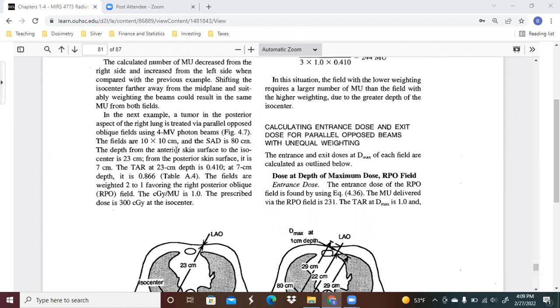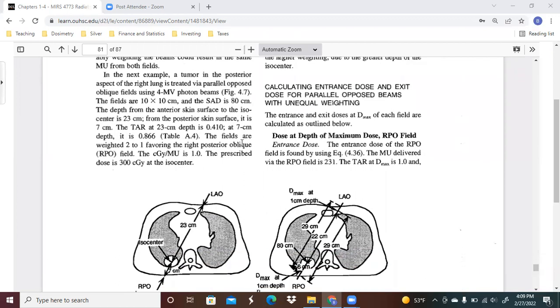So they're going to be using 4 MV photon beams. The fields are going to be 10 by 10, and the SAD is going to be 80 cm. The depth from the anterior skin surface to the isocenter is going to be 23 centimeters. For the posterior skin surface, it's going to be 7. TARs are given here, and they're taken out of table 8.4.